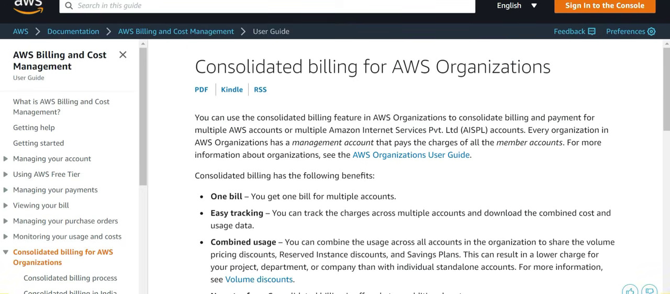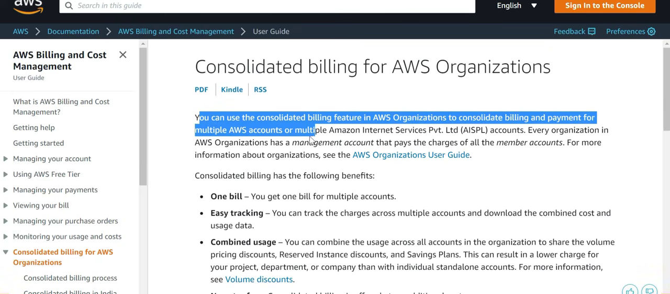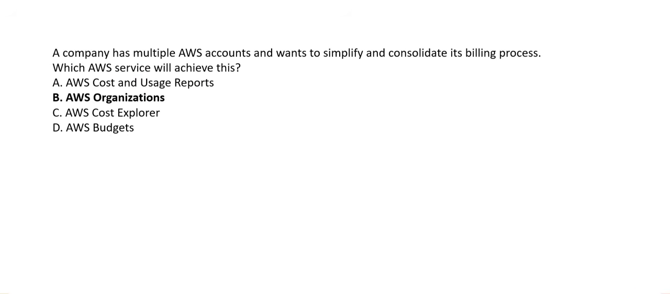Now, a lot of people don't believe me, so I always put a link. I always show you in the documentation. So in this case, you can use consolidated billing feature in AWS Organizations to consolidate billing and payment for multiple AWS accounts. So this is our answer. Hence option B is correct.